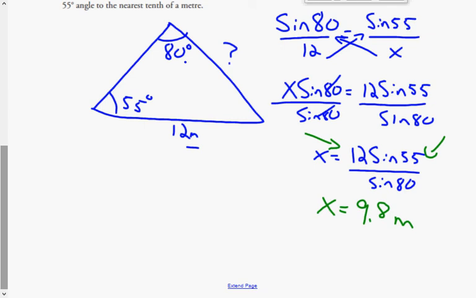And then the side opposite B is 9.8. So little b would be 9.8, or whatever you called it, little x, little t, I don't care. Okay, so far so good? Okay, let's try another example now.